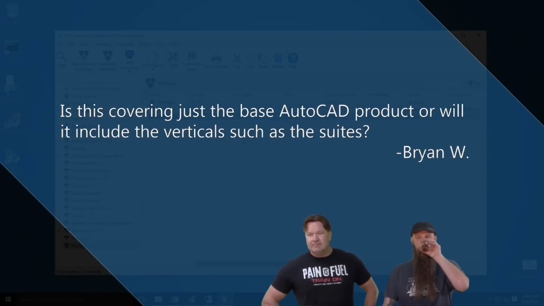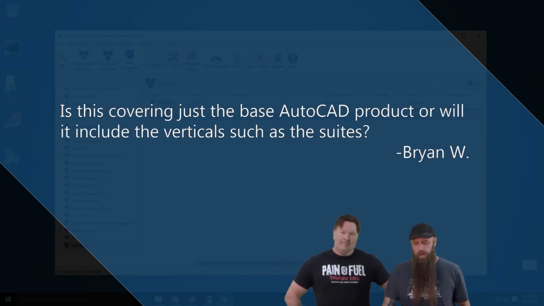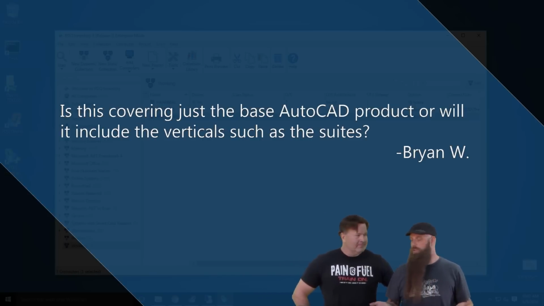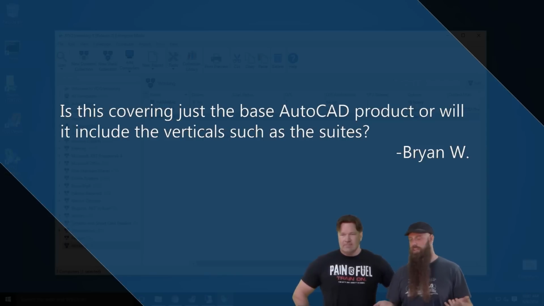First question today comes from Brian W. Is this covering just the base AutoCAD product, or will it include the verticals such as the suites? Hey, Brian. What we're going to show you works for most Autodesk products that we've seen, including, I looked at this on the BDSU, the Building Design Suite Ultimate. Probably works on the Premium. Autodesk has really been focusing a lot on making this process work for a lot of their products, including the suites. I'm not sure what suite you're using, but I've tested this on Revit, AutoCAD LT, AutoCAD, and BDSU. So it should work.